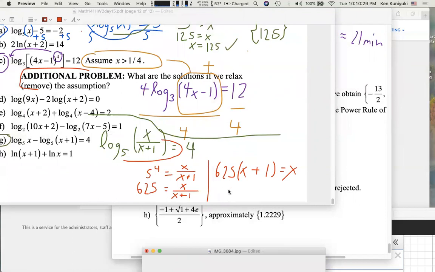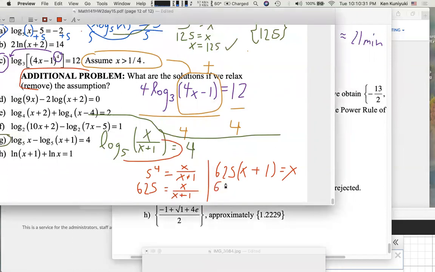And then distribute: 625x plus 625 equals x. Now we want to isolate the x terms on one side. Isolate x terms on one side. Minus x, minus x.